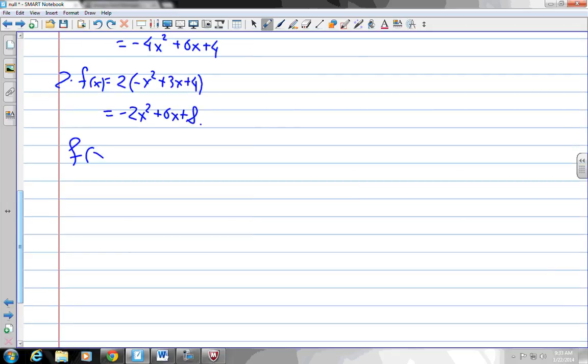But I can also do something like this. How about f of x plus 2? How would we do that? Again, that's your smiley face. x plus 2 is the smiley face. Wherever you put a little parenthesis replaces the variable. So you put x plus 2 for every x. Same pattern. So it will become negative x plus 2 squared plus 3 times x plus 2 plus 4.